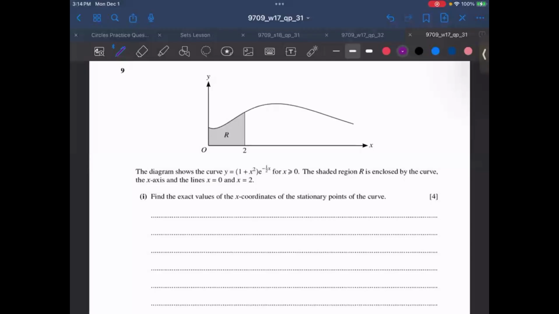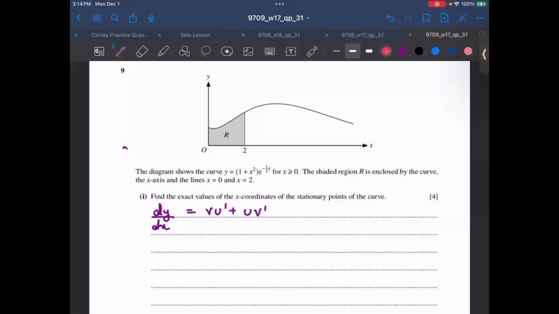In question 9, the diagram shows a curve y equals 1 plus x squared e to the power minus half x. The shaded region R is enclosed by the curve, the x-axis, and the lines x equals 0 and 2. In part 1, we have to find the exact value of the x coordinates of the stationary point. Now we know that stationary point means that dy/dx will be taken as equal to 0. So we'll write dy by dx first, and as the terms are multiplying, we'll apply the product rule.